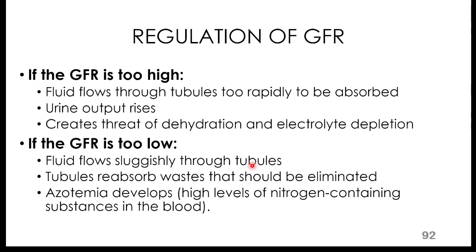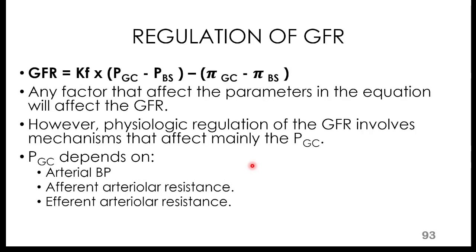Okay, so again, if the GFR is too high, fluid flows through the tubules too rapidly to be absorbed, urine output rises, and it creates a threat of dehydration and electrolyte depletion. But if the GFR is too low, the flow is sluggish, the tubules reabsorb waste that should normally be eliminated, and azotemia develops. Azotemia is just a higher than normal concentration of nitrogenous waste products in the blood.